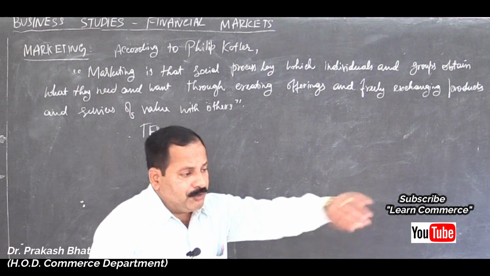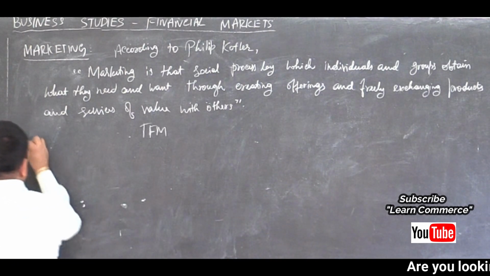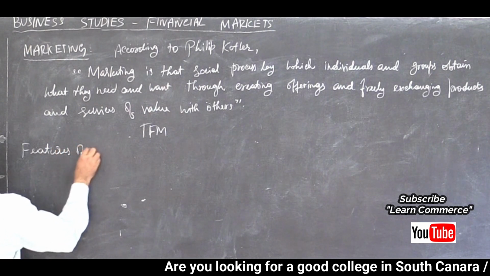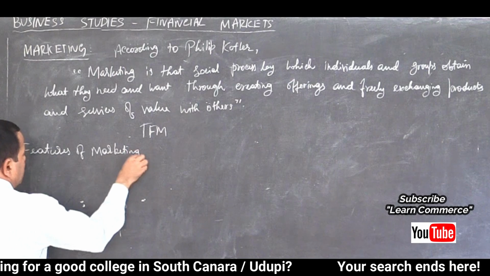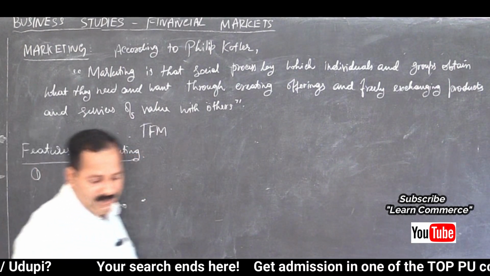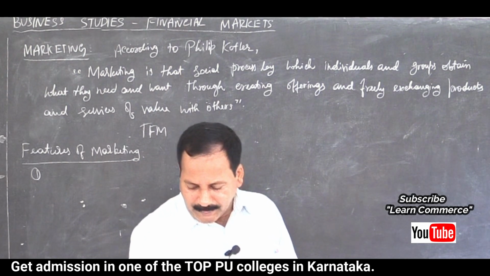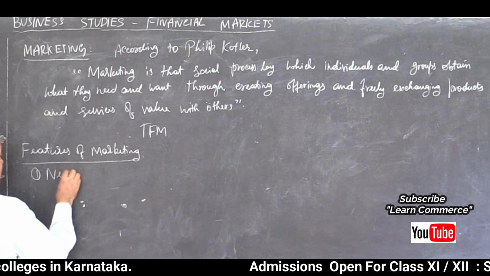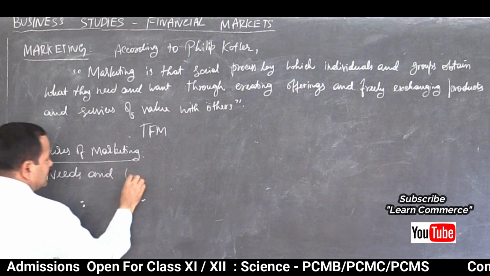Now let us move on to the features of marketing. What are the features of marketing? There are only 4 features of marketing. Let us analyze one by one. First one is needs and wants. I need not have to explain it again and again. Needs and wants.